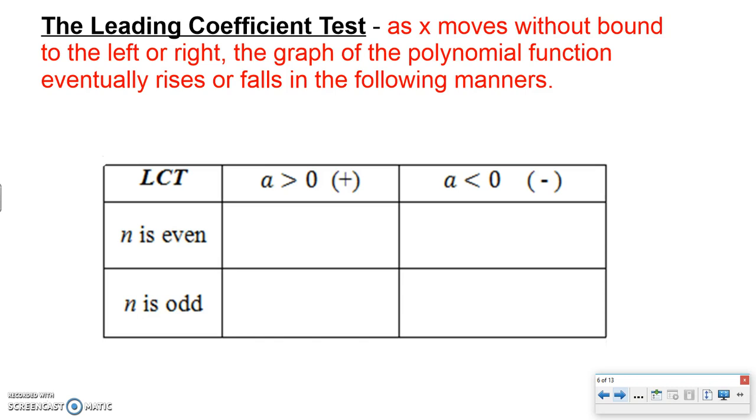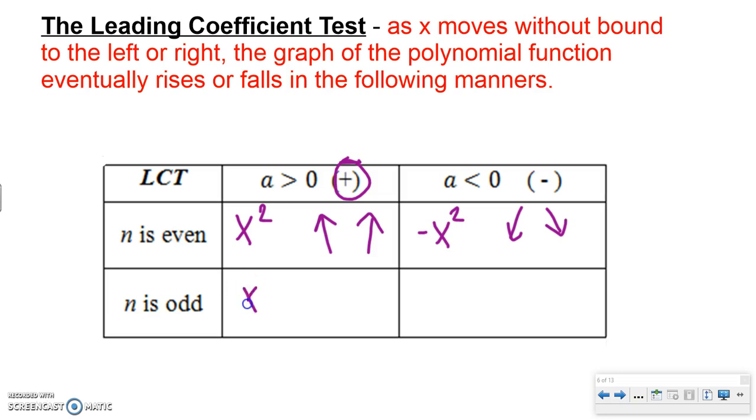So if the degree is even, meaning if you have something like x squared and a is positive, it should be rising to the right and the left. If you have something like x squared but a is negative, meaning I have a negative out front here, how is that going to change your graph? Well, it's going to reflect over the x-axis, meaning that it's going to be decreasing both on the left and on the right.